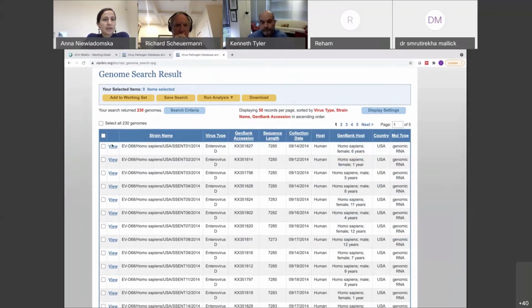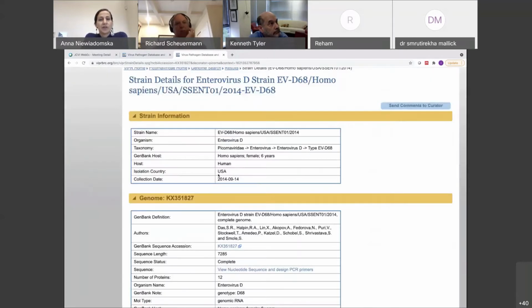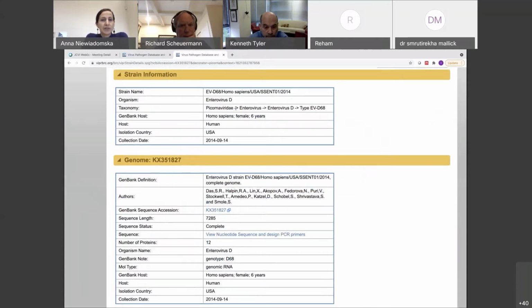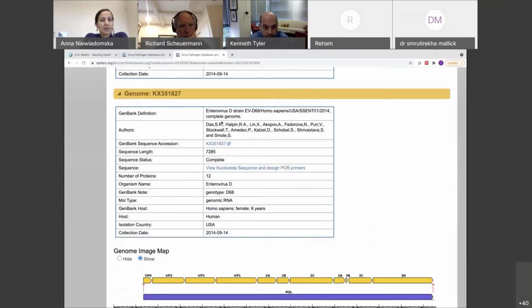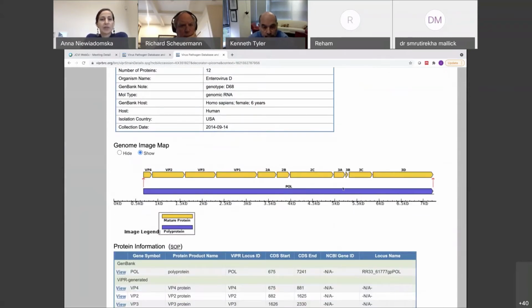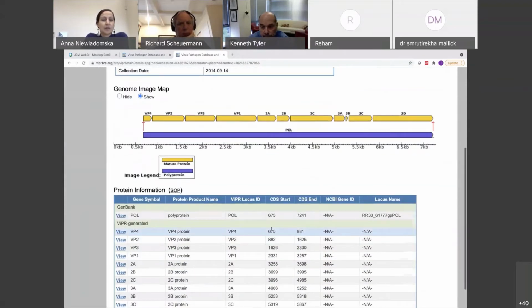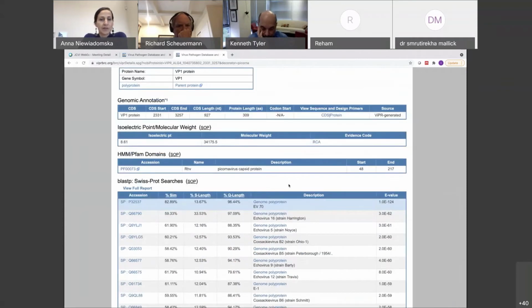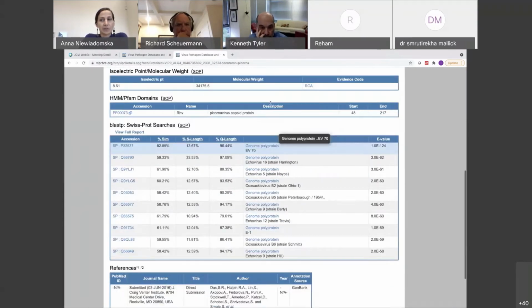And if you just go ahead and click on view one of these, it will take you to a page that gives you all the details on that specific strain, including the strain information and metadata, the information pulled from GenBank as well, and give you a quick map of the genome and the different proteins that are there. You also have all the protein information that's provided. Let's say you're only interested in the VP1 protein. You can go ahead and click on that, and that should give you the amino acid sequence, but the different domains that can be found in the protein as well.